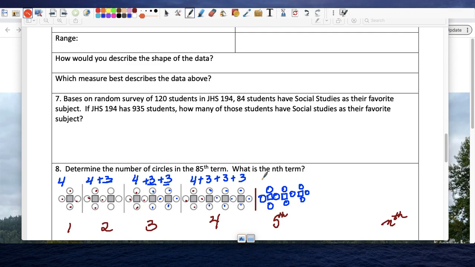So in the 5th one, I'll change colors. That's 1 group, 2 groups, 3 groups, and 4. So it's going to look like a 4 plus this 3 plus this 3 plus this 3 plus this 3. Now, how do I write that? Well, let's see, how can I write that? So I can write, it's always going to be plus 4, something plus 4.